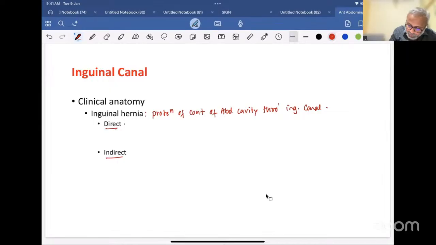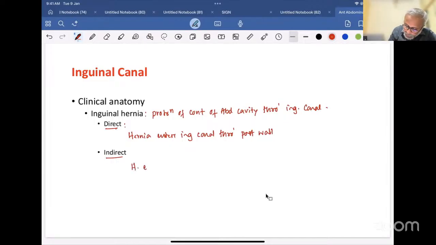Now, what do we mean by direct type? Remember, when the hernia enters the inguinal canal through the posterior wall, we call it direct inguinal hernia.